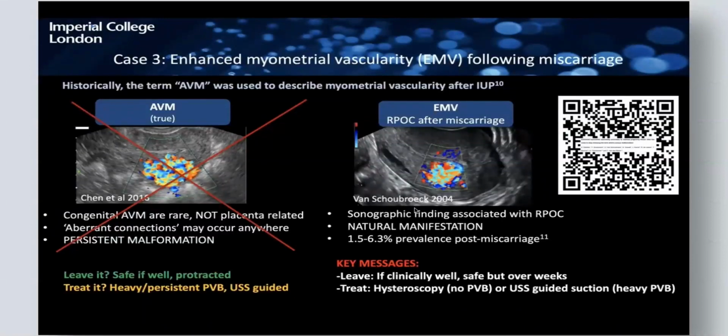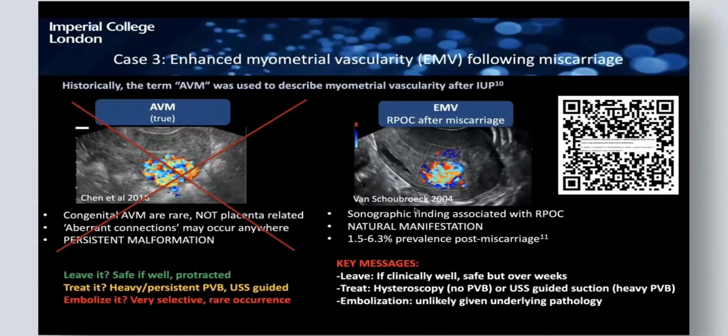With brisk bleeding, ultrasound-guided suction, ovum swabs, forceps, or blunt curette are usually advised. Without bleeding, operative hysteroscopy with cold loop resection or selective morcellation is advised. Blood loss and complications are both usually minimal. Finally, embolization should be rare and very selective given the underlying pathology we have just discussed.